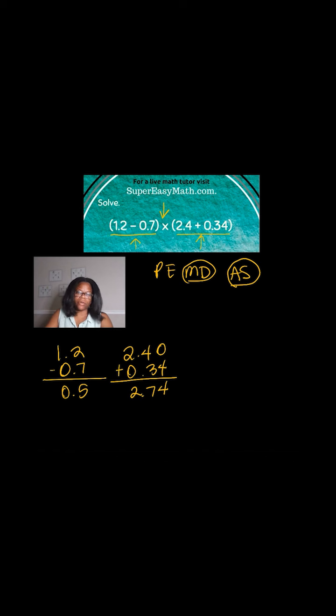See, the 1.2 minus 0.7 turned into the 0.5, and the 2.4 plus the 0.34 turned into 2.74. So now I'm going to multiply these two together. So now that's 2.74 times 0.5, and I'm left with 1.37.